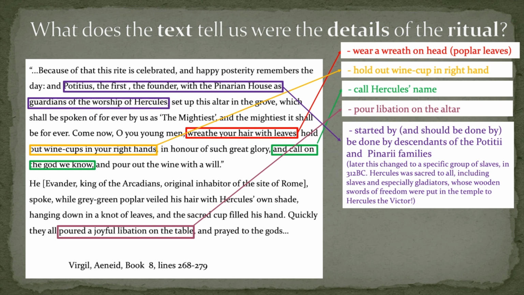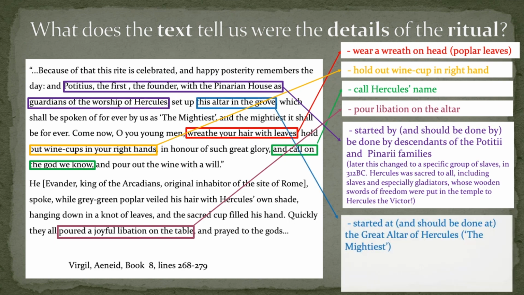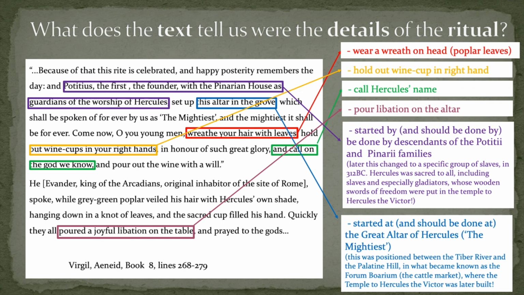We've also got the altar in the grove. So this ritual should be done at the place where it was started off, where an altar was created for the purpose. The great altar of Hercules, the mightiest, as the text tells us it is called. And this was apparently positioned between the Tiber River and the Palatine Hill in what became known as the Forum Boarium, which was the cattle market, where the temple to Hercules the victor was later built. So we can see here the text does in fact include proper details where and how to worship Hercules and who used to be in charge of it.